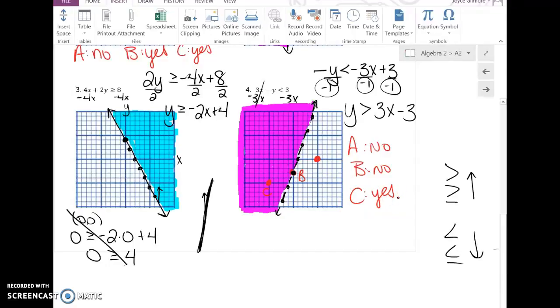Yes. Now, I did the shading by shading up. But you can also test a point. If you test 0, 0, 0 is greater than 3 times 0 minus 3. 0 is greater than negative 3. That is true, so 0, 0 is a solution. Notice the side of the line that 0, 0 is on is shaded.